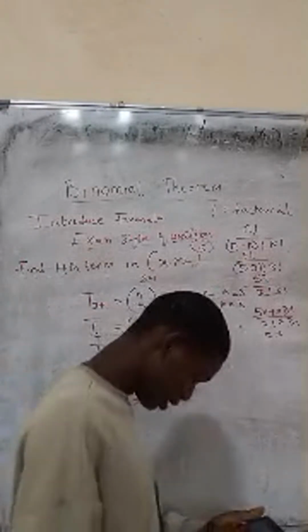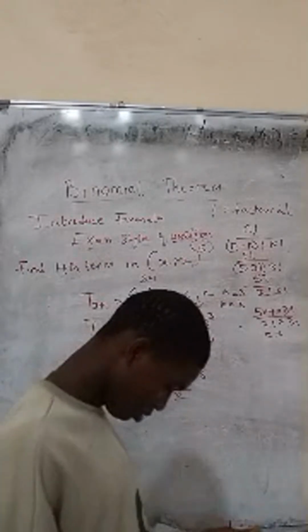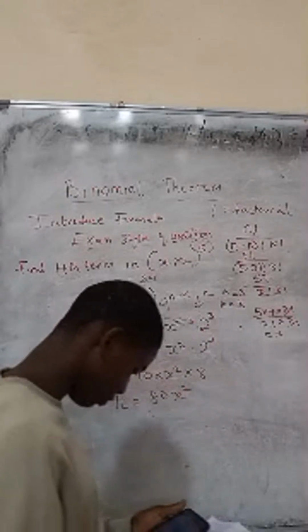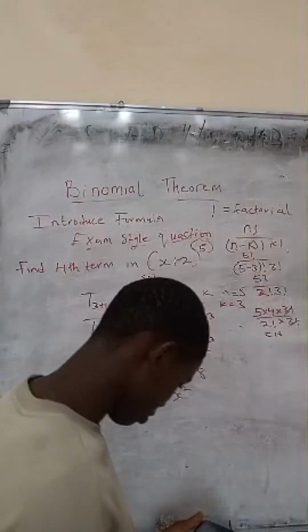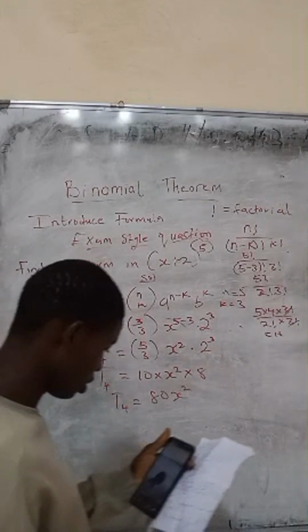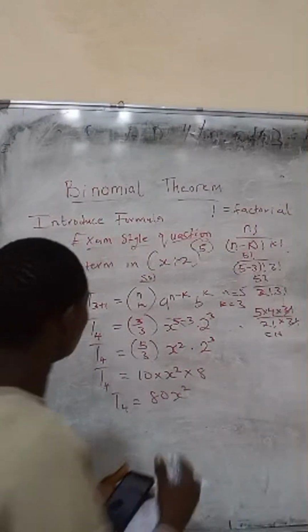So I can see your message. It's not clear. Let me see. Okay, so let's just continue. It's not clear now. It's clear now. I can see it's clear. So let's continue.